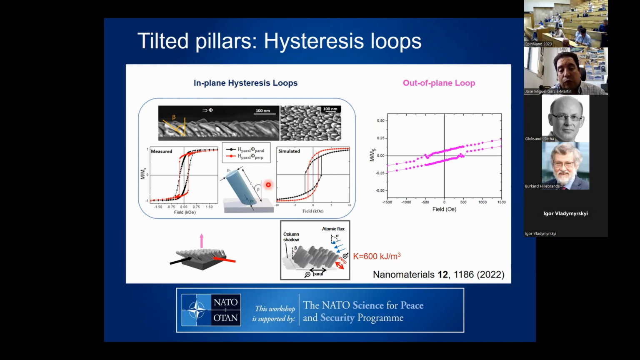We tried to see if we could obtain loops similar to those experimentally obtained by assuming dipolar interaction by the nanopillars, but we couldn't. Only when we introduced this effective anisotropy could we mimic the behavior. If we now focus our attention on when the field is applied perpendicular to the substrate, in the vertical direction, you can see that we have a low remanence.